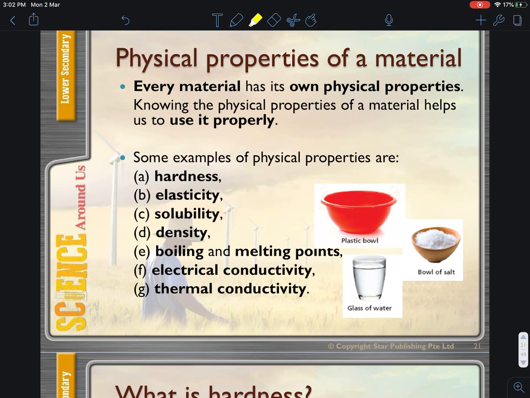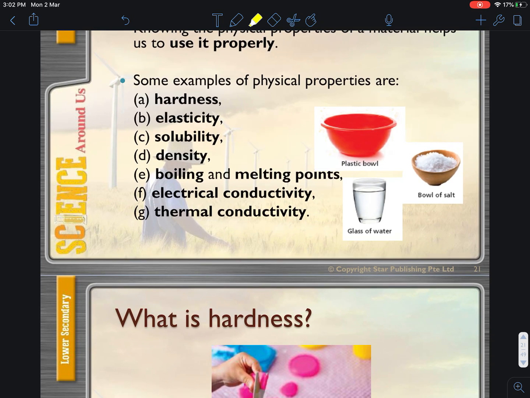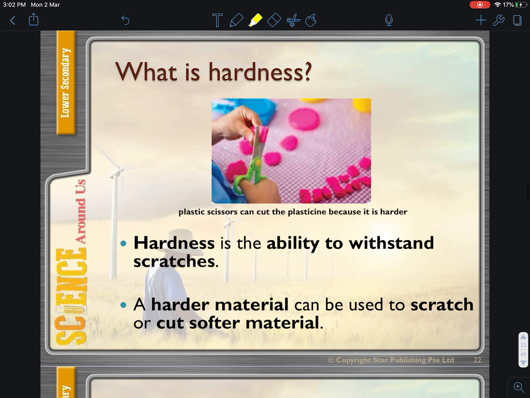and thermal conductivity. Now all these, there is quite a lot for you to remember, there is a lot for you to understand, but what we can do is basically the following. So we need to actually understand what is the difference between all these physical properties rather than classifying it all the same. So what is hardness?